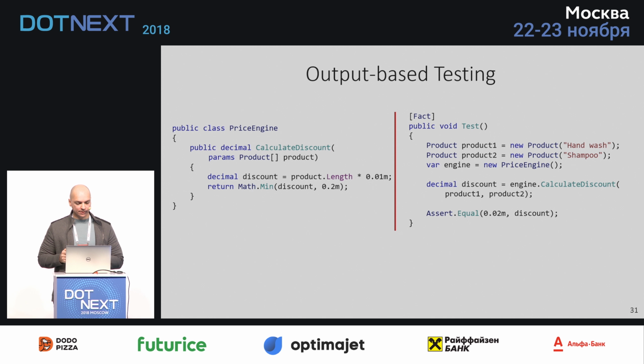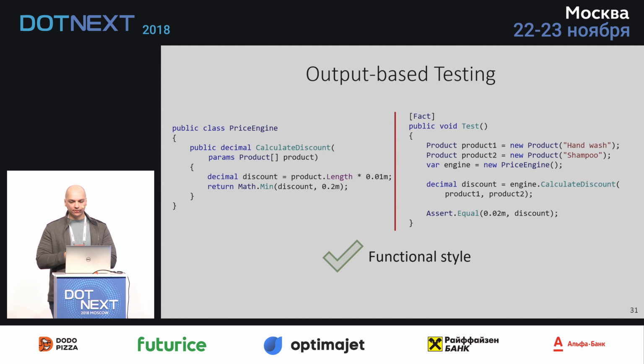And here's an example. So on the left you can see a price engine that takes an array of products as an input parameter and then generates some discount. And on the right you can see a test that generates a couple of products, it supplies them to the engine and then verifies that this engine generates the correct discount. So this system under test here doesn't leave any side effects and it doesn't refer to the external world. So we can say that it is purely functional because it fully encodes its inputs and outputs into its method signature.